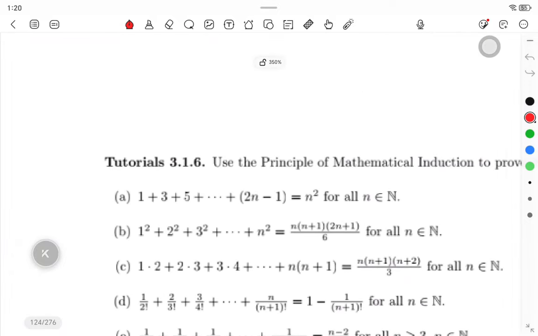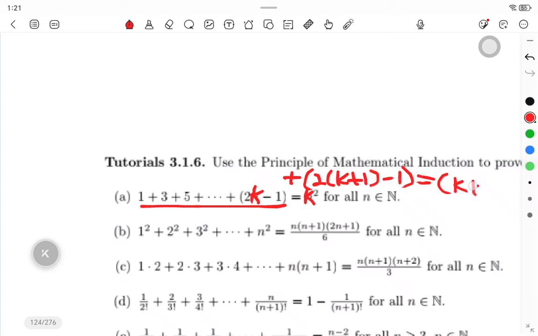You see this one, right? If I come and assume that it is true for some k, this would be k, right? And this would be k. But when I come to deduce, I'm going to copy this entire thing, then I say plus, then I copy this and replace k by k plus 1. You see right now, this will be 2k plus 1 minus 1. And this will be equal to k plus 1 squared. The right-hand side, we don't copy anything, we just take this, replace by k plus 1.